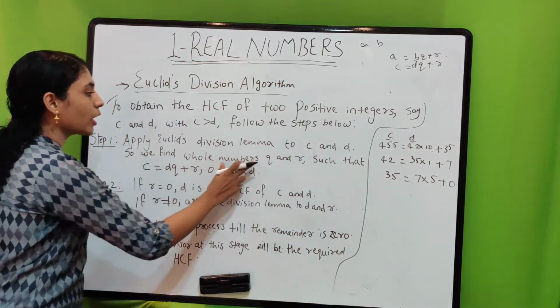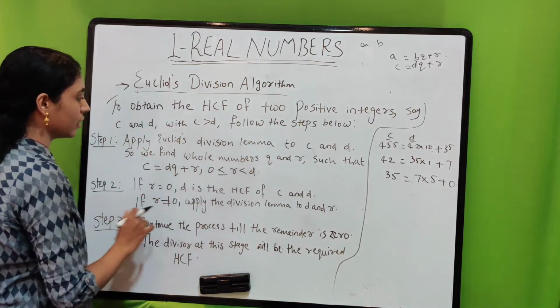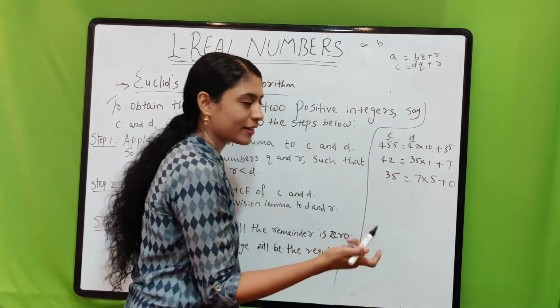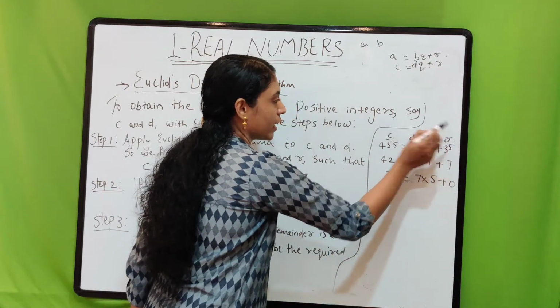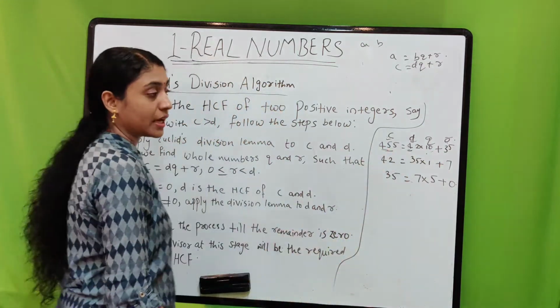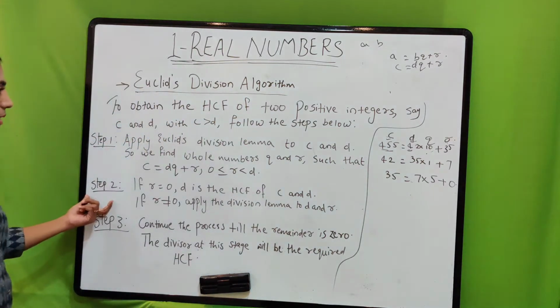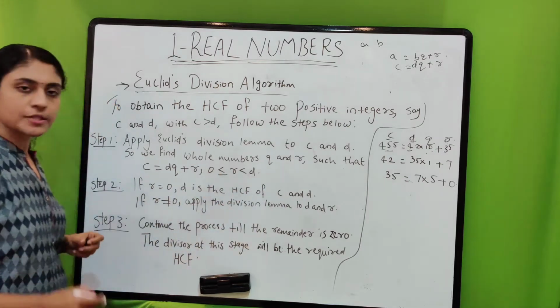So we find whole numbers Q and R such that C is equal to DQ plus R for 0 less than or equal to R less than D. That's what we have written here. C is equal to DQ plus R. And here Q is the quotient and R is the remainder. This is the dividend and this is the divisor. And C should be greater than D. Understood? Now the second step is that if R is equal to 0, D is the HCF of C and D.